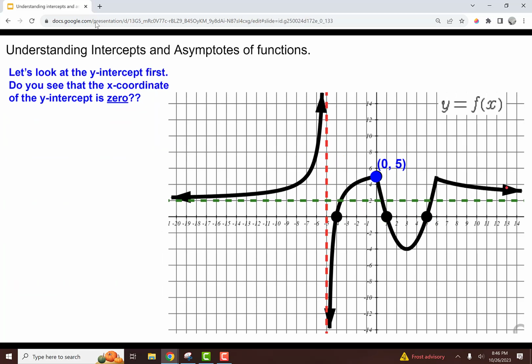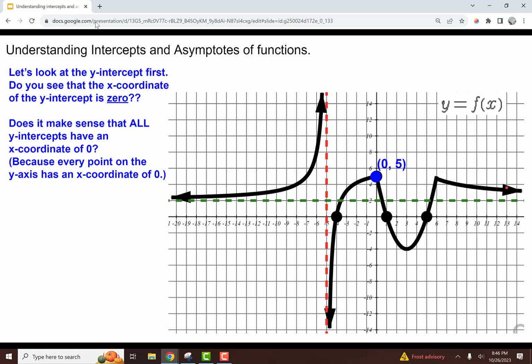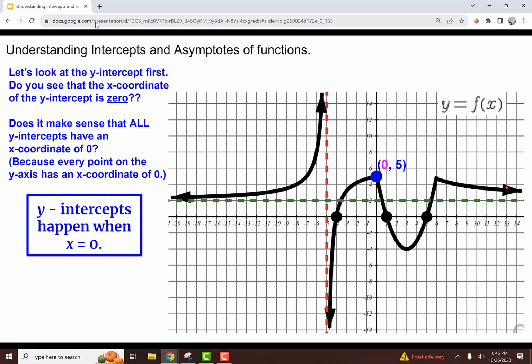Let's look at the y-intercept first. The key thing is, do you see that the y-intercept has an x-coordinate of 0? And that's always true, because every single point on the y-axis has an x-coordinate of 0. And that's just exactly how you deal with them when someone asks you for a y-intercept. You just plug in 0. The key thing is, don't memorize this idea, understand it from the picture.